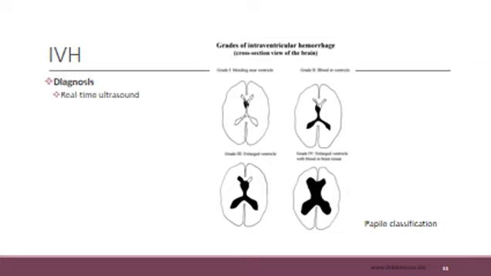Using the Papile classification, grade 1 would refer to a baby that has a subependymal germinal matrix hemorrhage, where it is near the ventricle but has not yet broken through to pour blood into the ventricle. In grade 2, there will be blood in the ventricle, but there will be no ventricular dilatation. And then grade 3 is an IVH with a ventricle that is distended by blood. And grade 4 is where there is an enlarged ventricle with blood also extending to the intraparenchymal area.